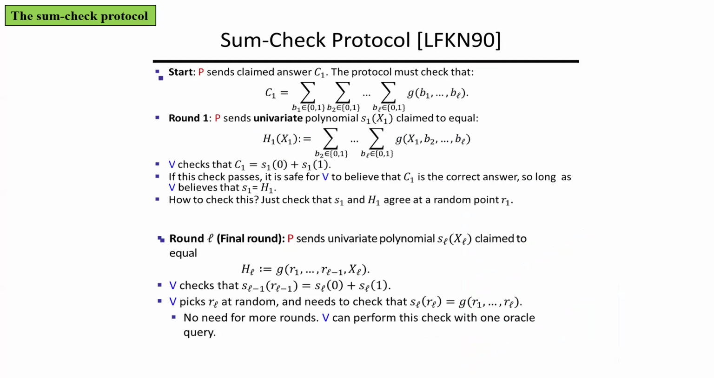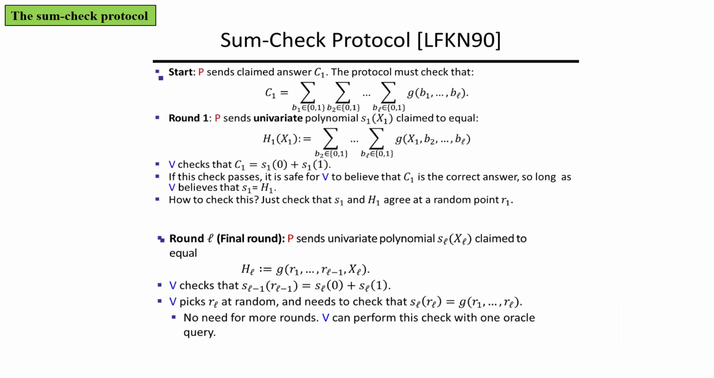It is explained generally. So at the start, the prover sends the claimed answer C1, which is the required summation, to the verifier. And then later on, there are L rounds of interaction between the prover and verifier, where L is the number of variables of the function g. And after L rounds of interaction, the prover can convince the verifier.